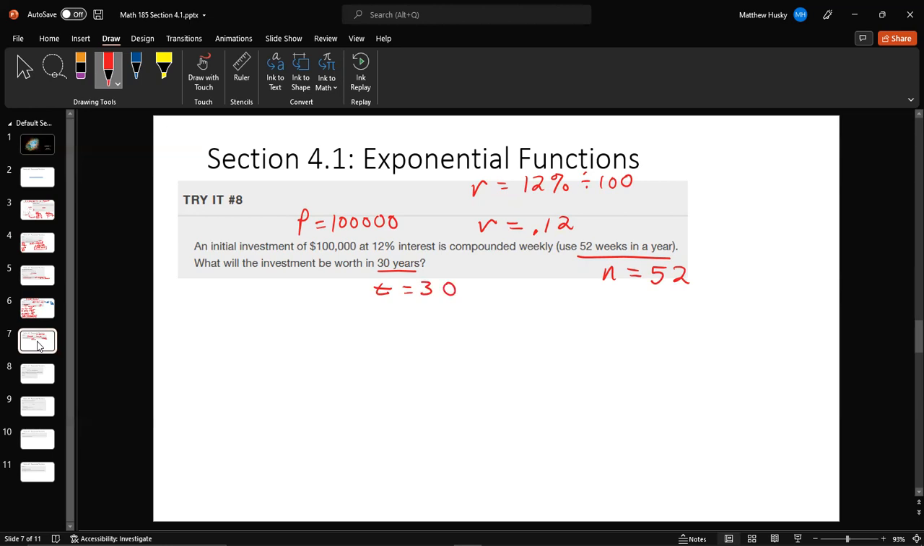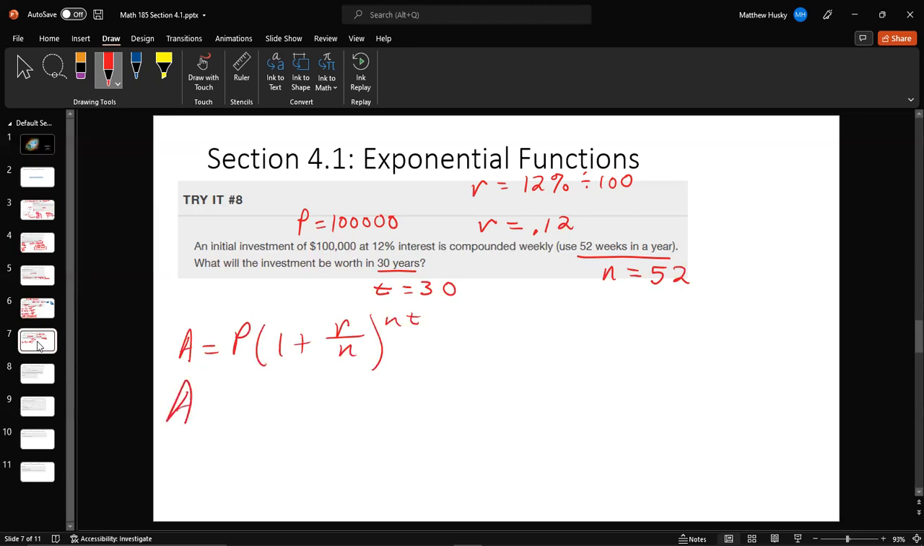So let's see what this will look like. A is going to equal P times 1 plus R divided by N, all raised to the N times T power. I've been doing this a while, so I know this formula by heart. You can use notes on the test, so by all means, have the formula written down somewhere, and it's perfectly fine with me if you look it up. What's important to me is that you know how to use it.